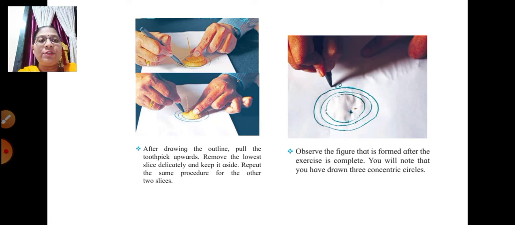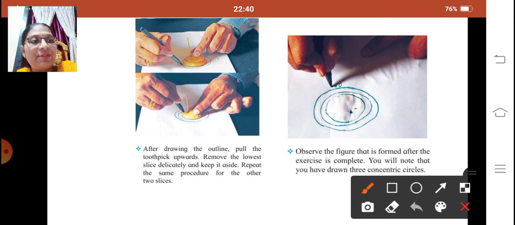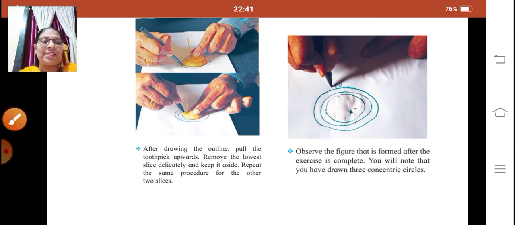Repeat the same procedure for the other. So in this picture you can see the first base, which is the bigger base, they have drawn. This circle was drawn. For the second part where it was cut, this circle was drawn, and for the third one this circle was drawn. So three circles were drawn. Observe the figure that is formed after the exercise is complete.